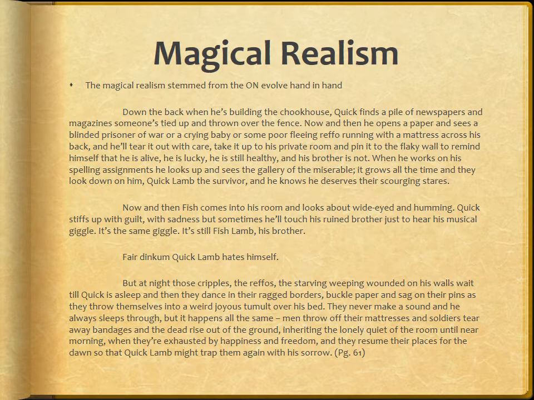And so the magical realism in this scene really indicates the guilt that Quick Lamb is feeling and the entropy of emotion going on within the subconscious of his brain. It's really interesting to note that the wording Tim Winton uses, such as "inheriting the lonely quiet of the room," suggests that Quick Lamb is attracting these spirit beings, which we see through the eyes of the omniscient narrator, because he is so anguished and sad. It's even expanded upon as it continues: "they resume their places for the dawn, so that Quick Lamb might trap them again with his sorrow." So it's conveying that Quick is bringing this guilt upon himself, in ways that dialogue couldn't.